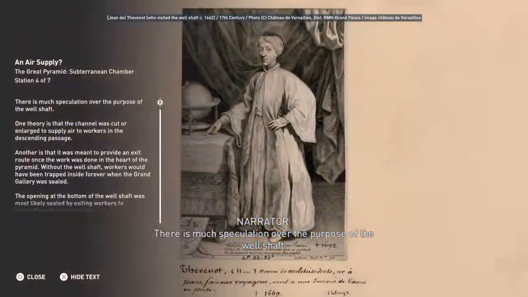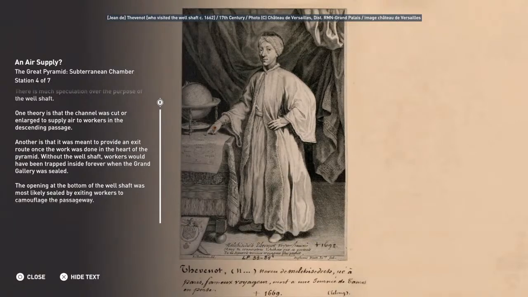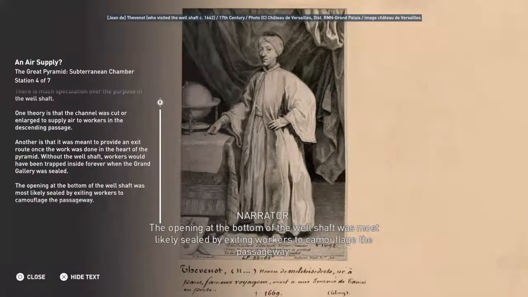There is much speculation over the purpose of the well shaft. One theory is that the channel was cut or enlarged to supply air to workers in the descending passage. Another is that it was meant to provide an exit route once the work was done. Workers would have been trapped inside forever when the Grand Gallery was sealed. The opening at the bottom of the well shaft was most likely sealed by exiting workers to camouflage the passageway.